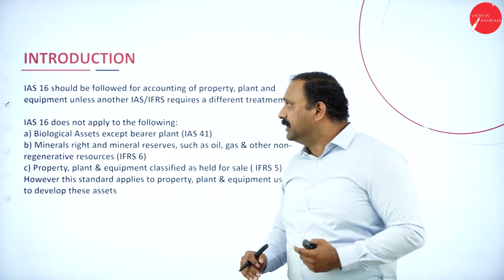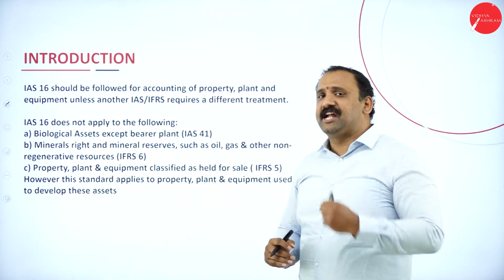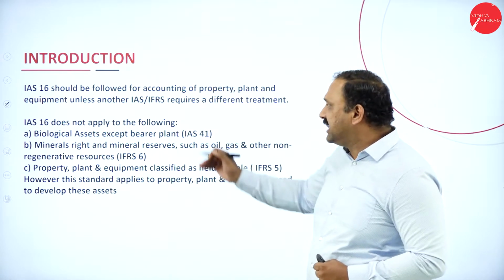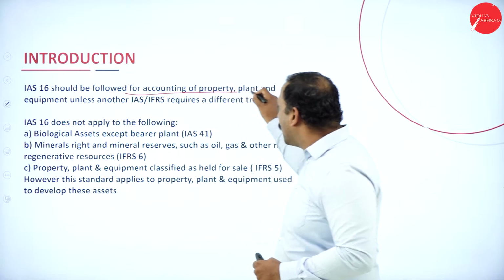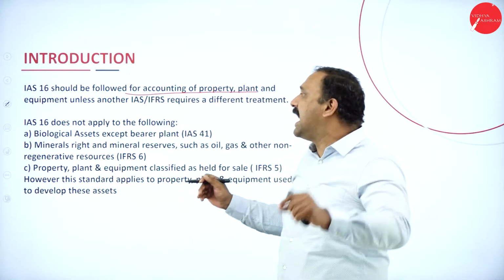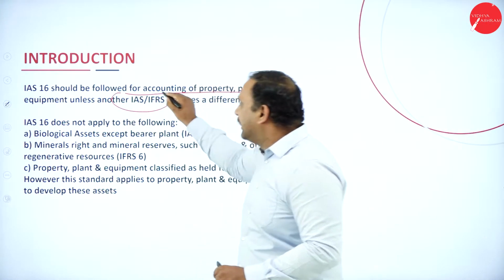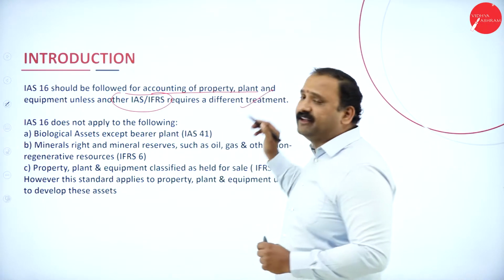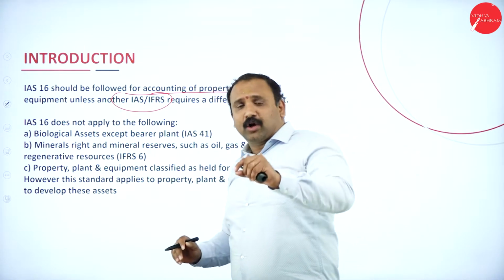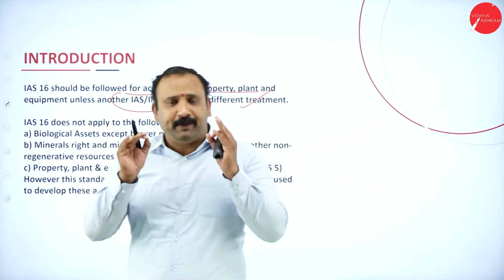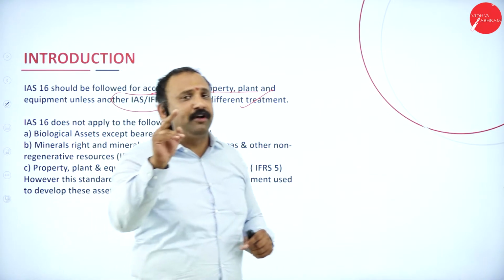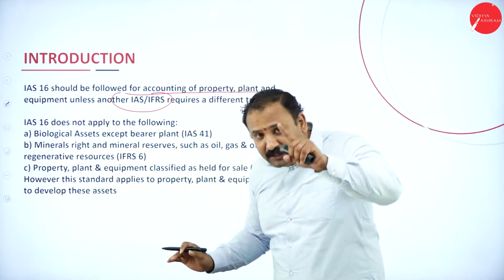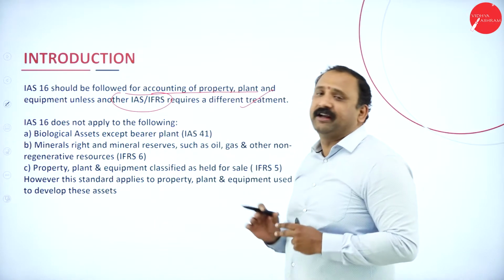Now moving forward, the first thing that we need to understand here is that the Indian Accounting Standard 16 should be followed for accounting of property, plant, equipment unless other standards, that is Indian Accounting or an IFRS, require a different treatment. So the Indian Accounting Standard 16 is specially prescribed only for the recognition of plant and property that has been given. This will not apply under the following conditions.